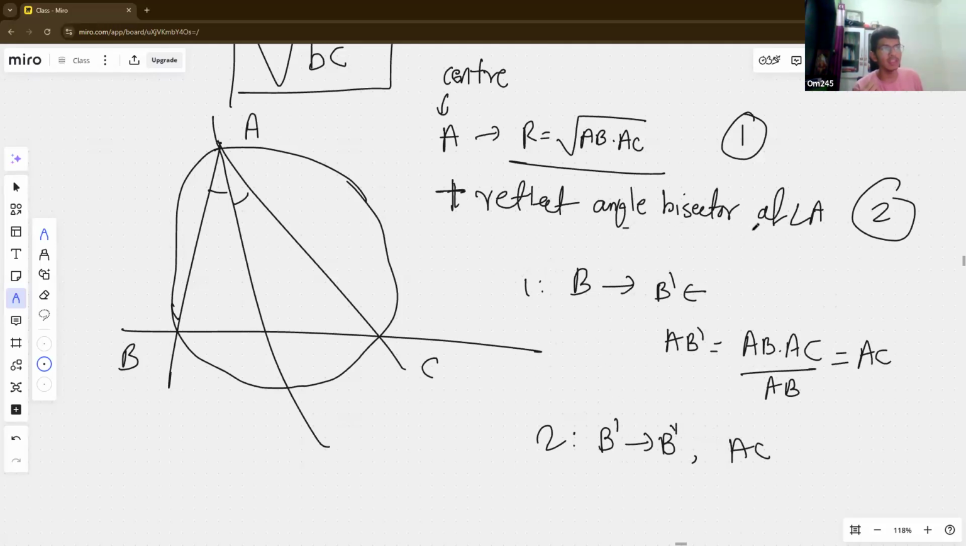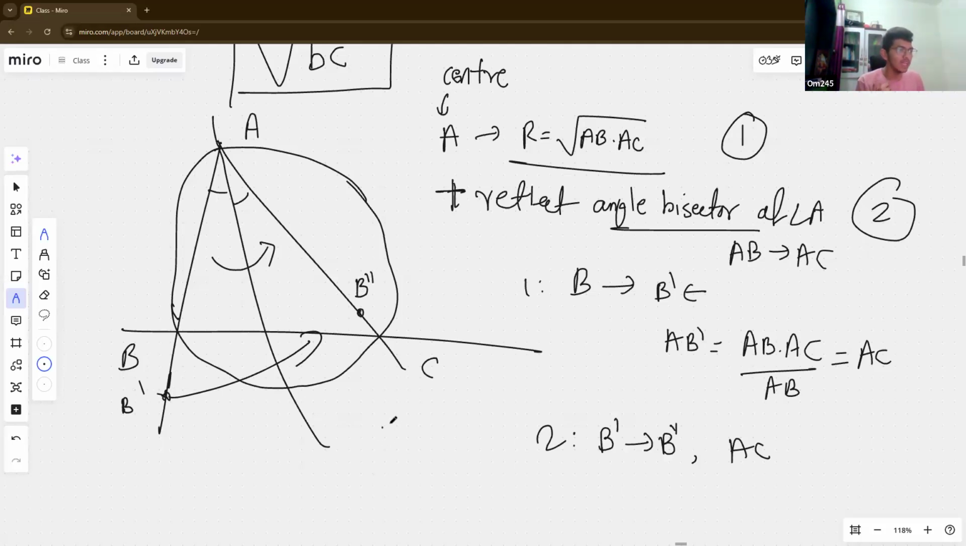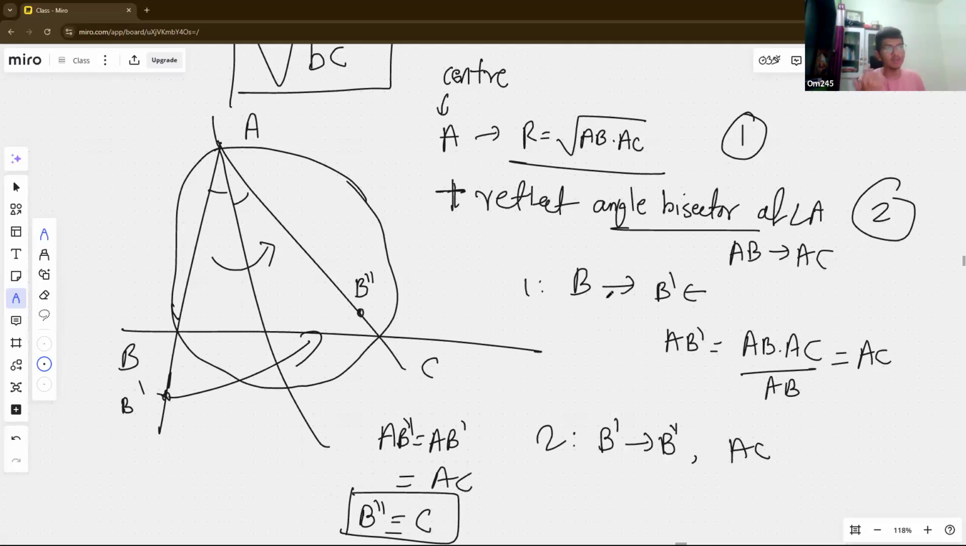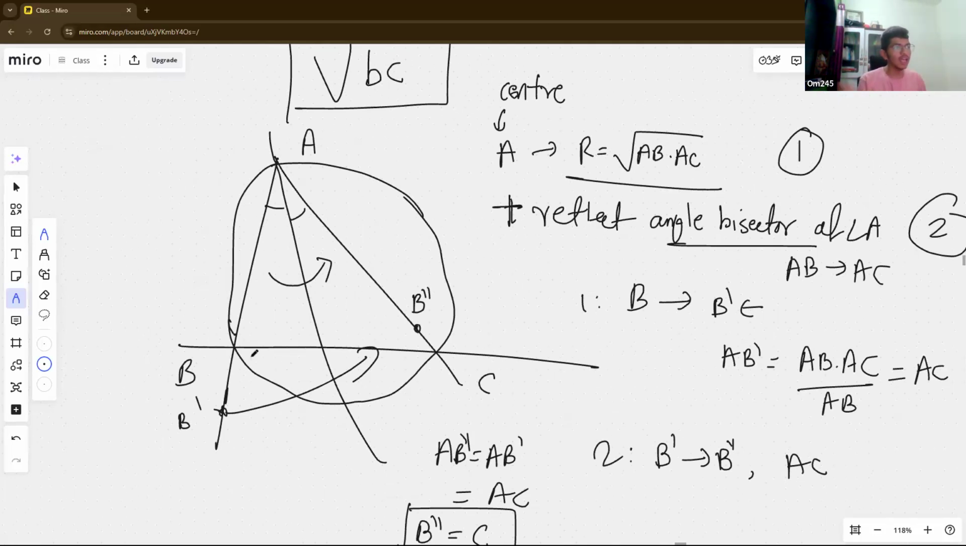Because if you see, the reflection about the angle bisector of AB takes it to AC, since we literally consider the angle bisector of lines AC and AB. So AB will go to AC, and this point B dash will go somewhere on AC such that AB double dash is equal to AC. That just means B double dash is equivalent to C. So basically, when you do this inversion plus reflection, B will go to C.